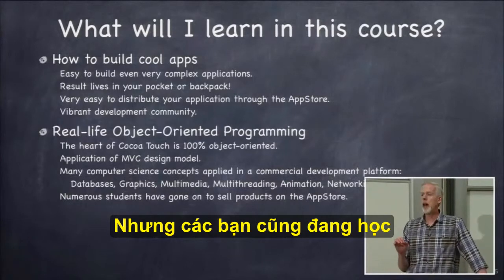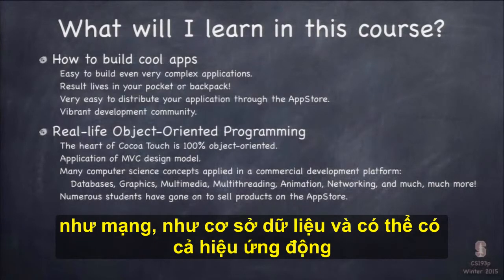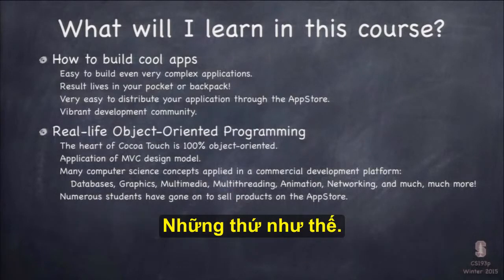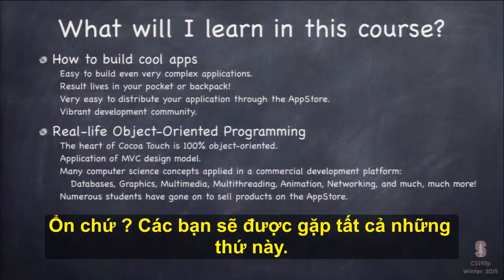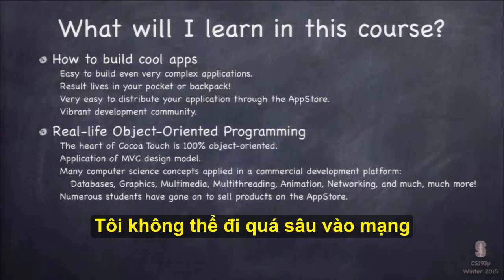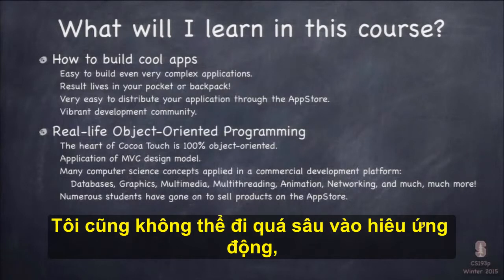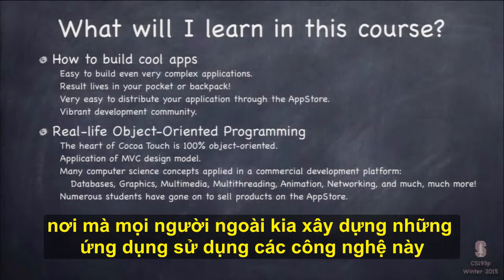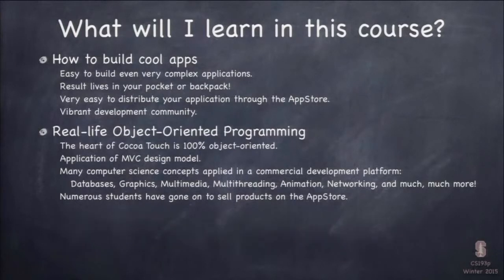But you're also going to learn in this class a lot of real-life object-oriented programming. You're taking a lot of other classes here at Stanford on things like graphics and networking and databases and maybe animation, things like that. And we're going to tie that all together into a real-world class. Okay, you're going to get to see all this stuff. Now, it's going to be kind of a survey course. I can't go too deep into networking. I can't go too deep into databases. I can't go too deep into animation, but you'll get to see it all in a really real-world environment where people are out there building apps using that technology. So for some of you who haven't seen that before, that'll be a big bonus of this class, I think.